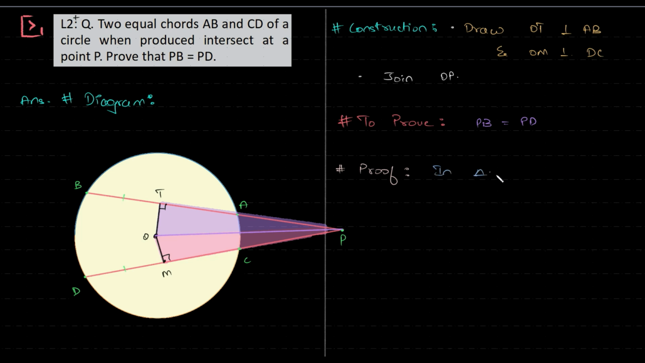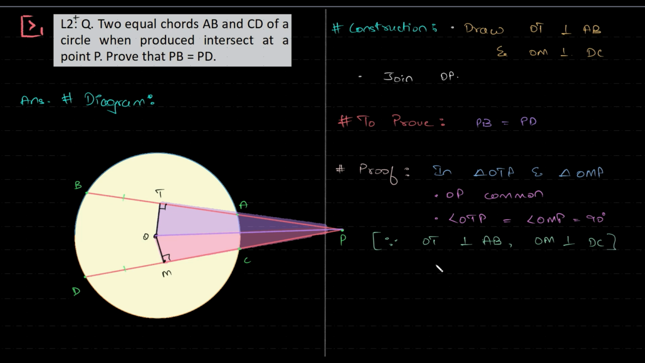So we'll start off with the following. In triangle OTP and triangle OMP, what do we have? We have the length OP as a common side. Then angle OTP is equal to angle OMP, both equal to 90°. Reason being, OT is perpendicular to AB and OM is perpendicular to DC.